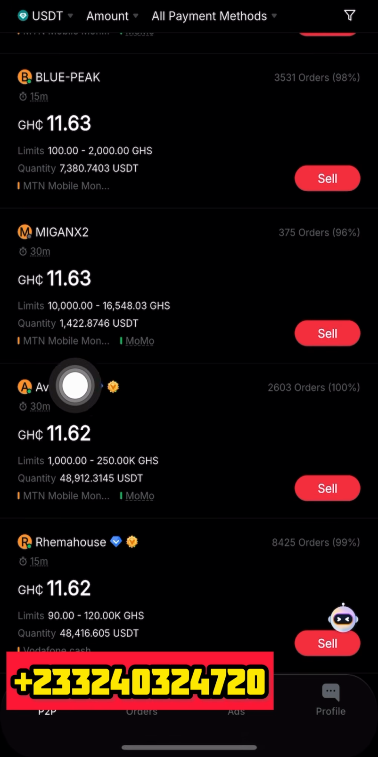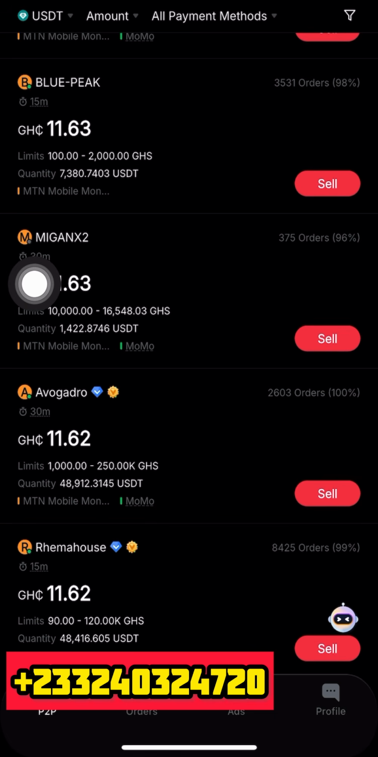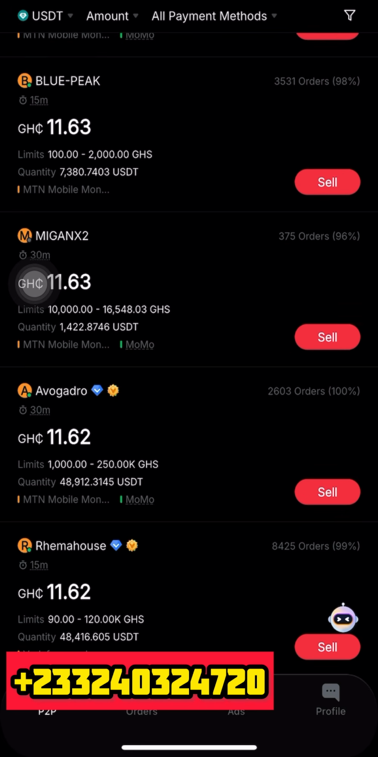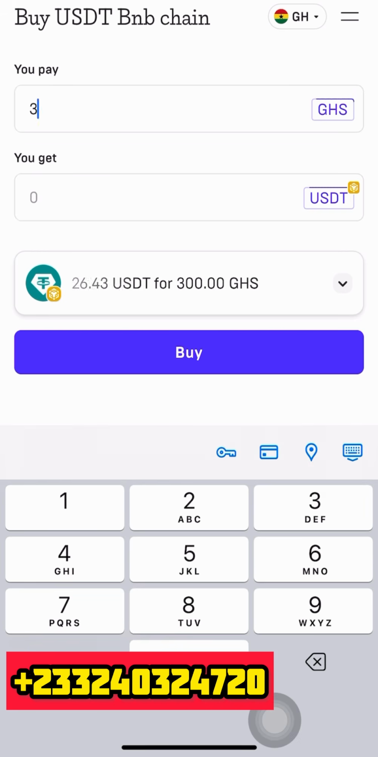Yeah. So I'm doing this trade with this person, the Avogadro, and he is verified, good verified. Yeah. So that means it's safe. Yeah. And his limit is from what? It's from 1,000 to 250,000 Ghana cedis. Yeah. So first of all, I'll go to the app that I will use to buy the coin with my Visa card.